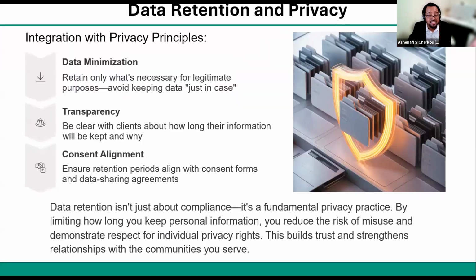So data retention is part of respecting privacy. We keep only what we need and for as long as we need it, and we explain that clearly to the people we serve. We need to be transparent, and we need to have constant alignment as well.